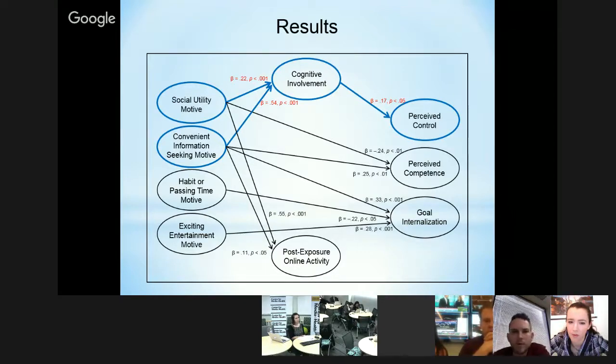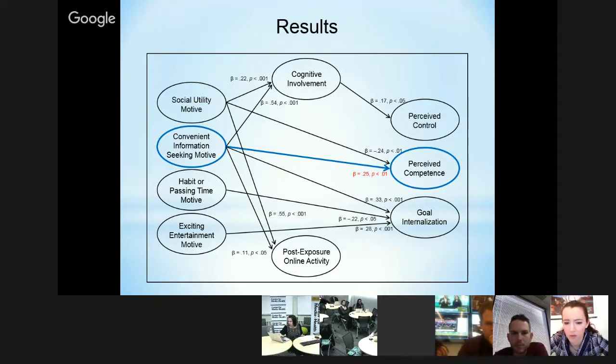Social utility motive and convenient information-seeking motive were positively related to cognitive involvement, and cognitive involvement was positively related to perceived control. These findings indicate that users who utilize YouTube for searching for specific health information or communicating the information with others are likely to feel they have enough resources for healthcare when they think health information on YouTube supplements their prior knowledge about healthcare and helps them make more informed decision-making on healthcare.